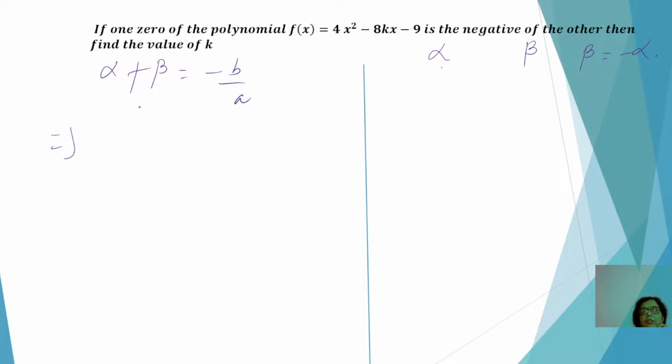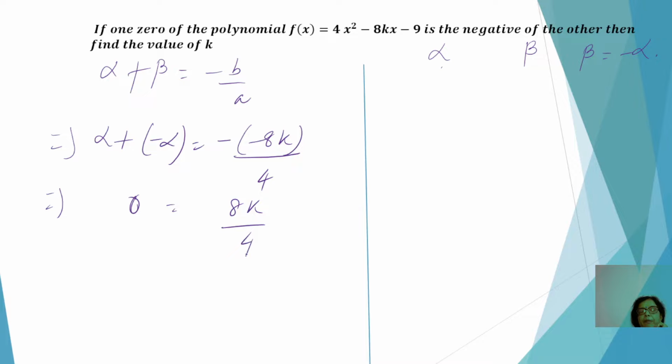So this will also be clear just now, because here you will notice that if I take the summation rule, I'll get here alpha plus minus alpha is equal to minus b, that is minus into minus 8k divided by 4. So this left hand side becomes 0, and on the right hand side you get 8k by 4. So automatically this says that k is equal to 0. Whether you divide this and make it 2k and simplify, you still get 0, or whether you cross multiply and divide by it, still you get 0. So here we took the summation rule. So you need to identify whether you have to take the summation rule or the product rule.